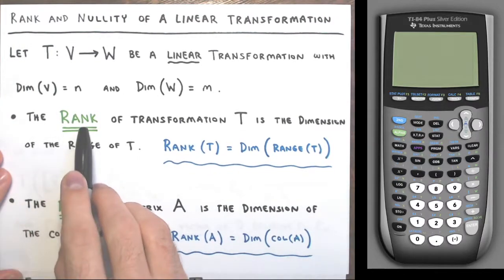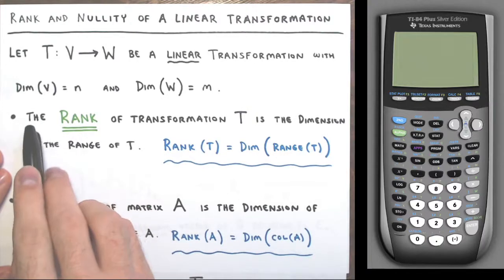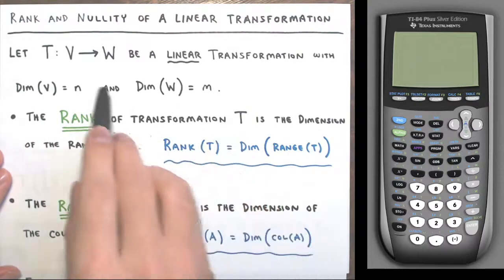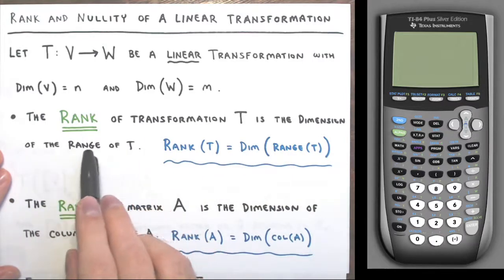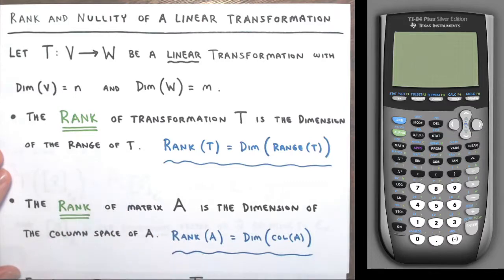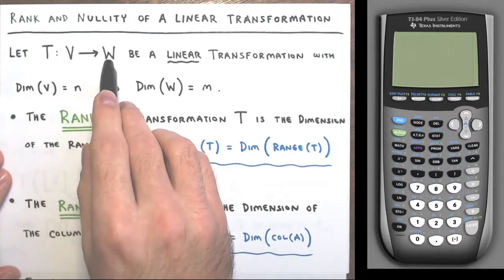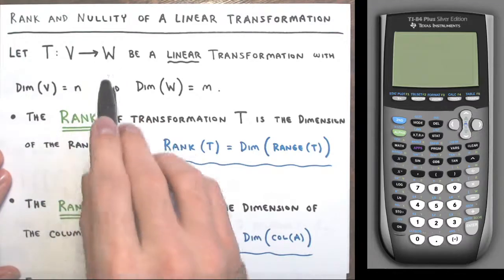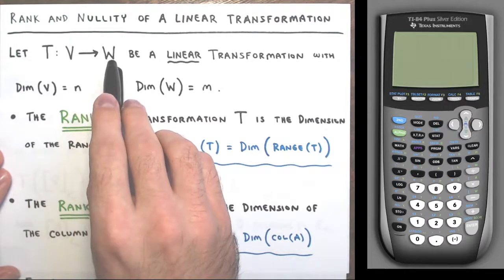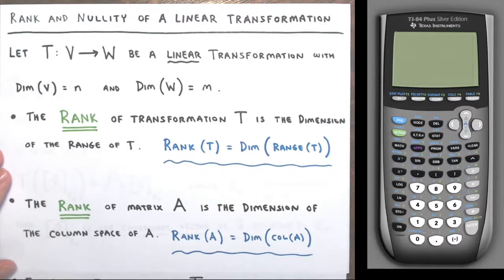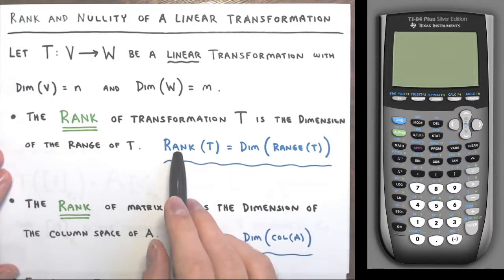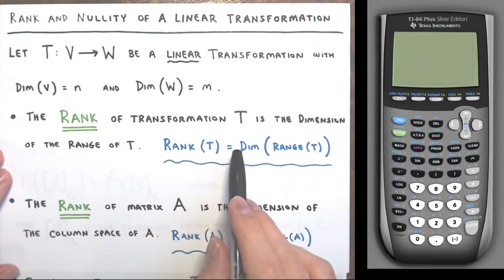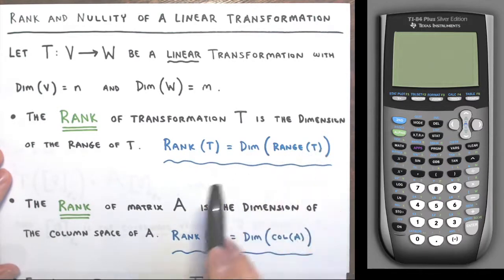Now, again, you've probably seen this word before, but here it is again. The rank of transformation T is the dimension of the range of T. Now remember, the range of a transformation was just all the outputs, all the vectors in W, in the codomain, that actually get mapped to, or that have a non-empty pre-image, to use terminology from transformations. In other words, a little mathematical formula here: the rank of transformation T is equal to the dimension of the range of T.